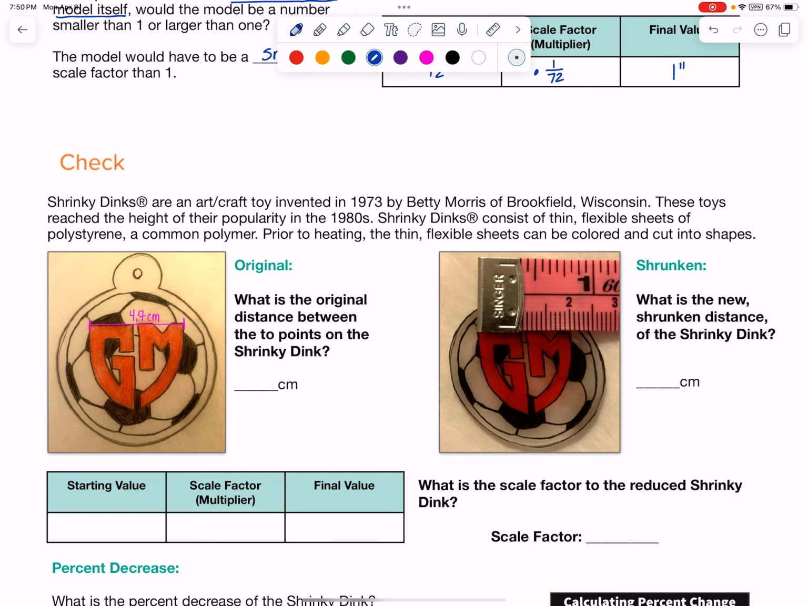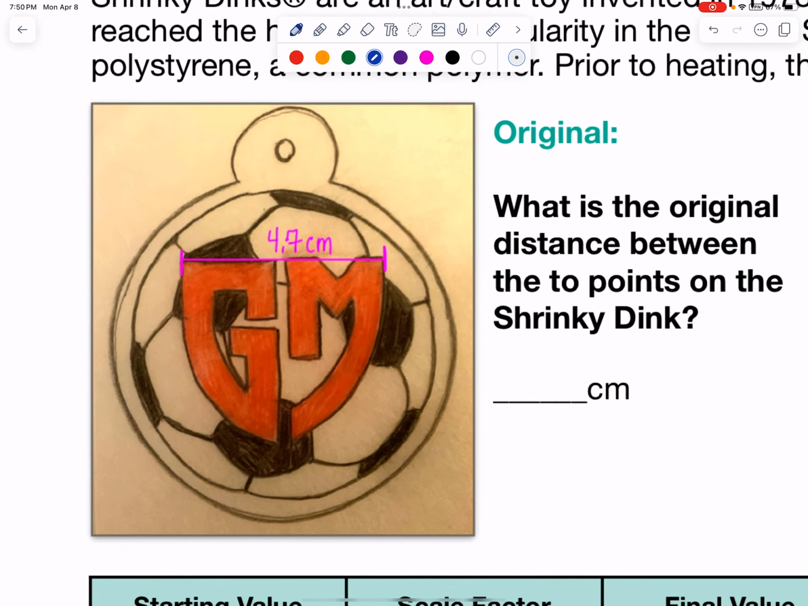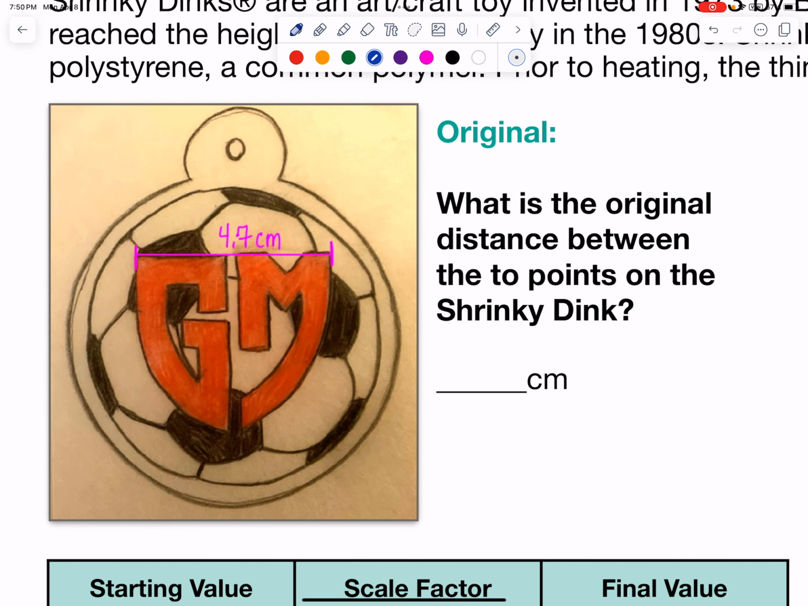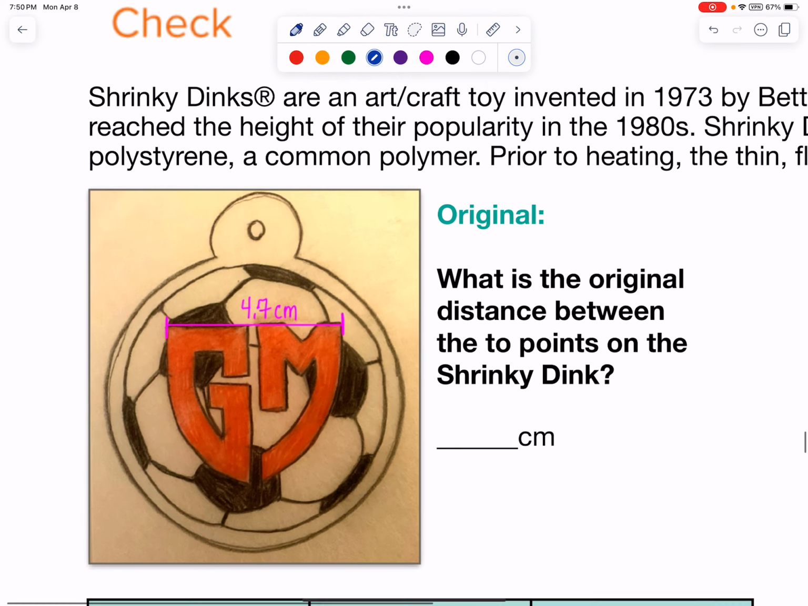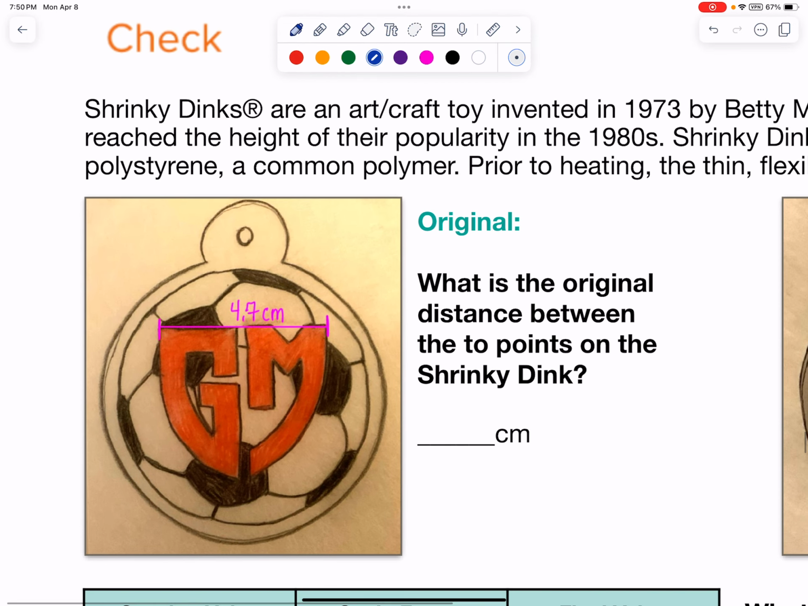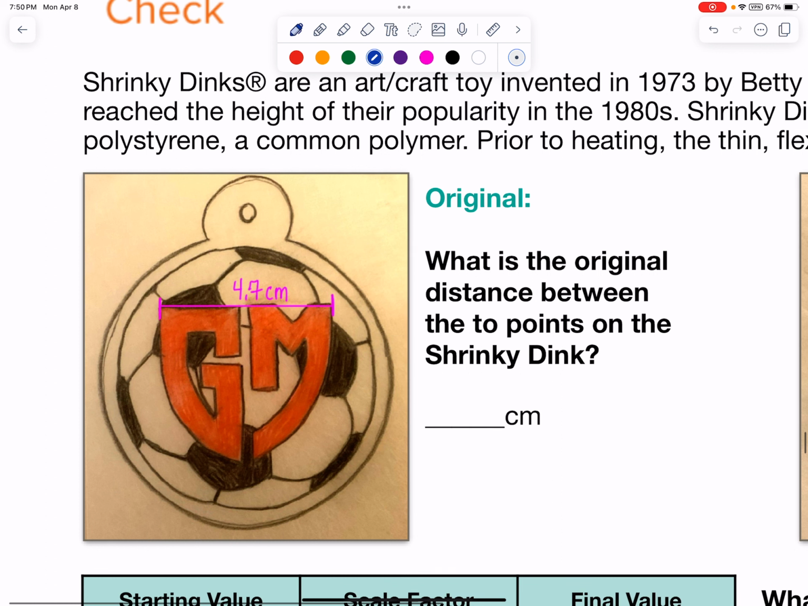So I want you to look at the original drawing, and this is just a drawing that I did on the Shrinky Dink polystyrene paper. I picked 2 points, and you can see the 2 points I picked were right at the top corners of GM. And you could find the area of a circle or things like that as well, but that's our next module. So let's just pick 2 points on here.